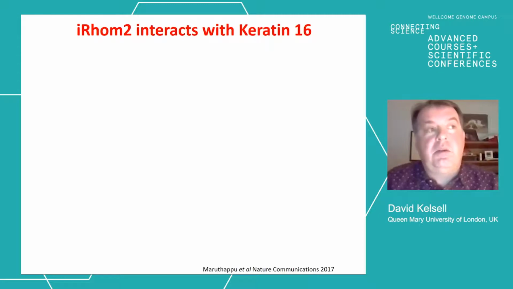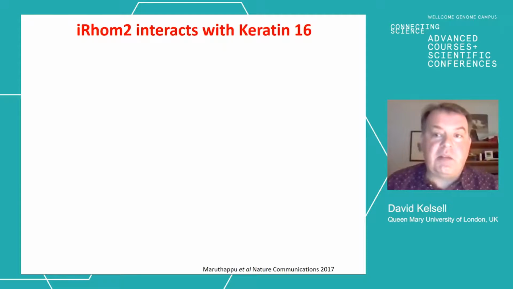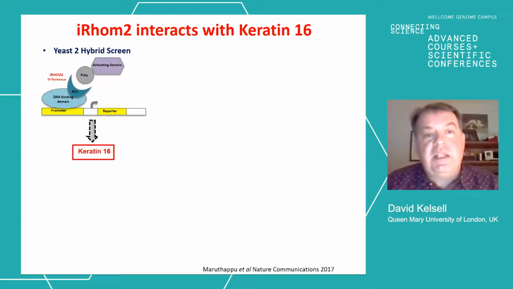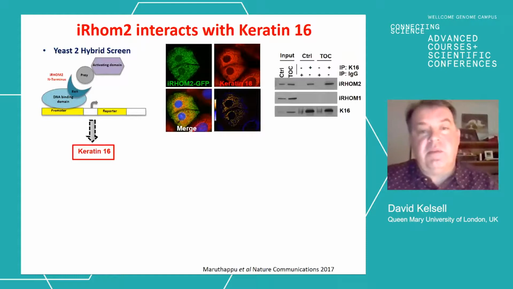Because iRhom2 interacts directly with ADAM17, we postulated that maybe iRhom2 may interact with other proteins. And so what we did was we performed a yeast two-hybrid screen where we used the amino terminus of iRhom2 as a bait. So this is the region of the protein where the missense mutations are found. And we screened this bait in a skin library. And we identified one of the positive hits as being the wound healing keratin, keratin 16. So how can we confirm this interaction? Well, we did a number of experiments.